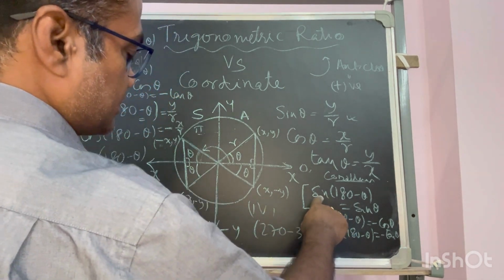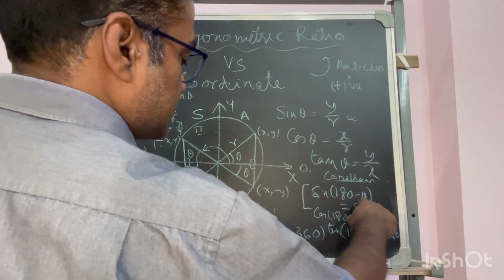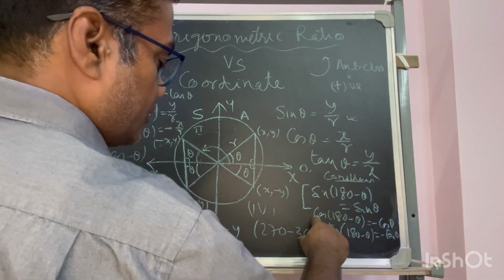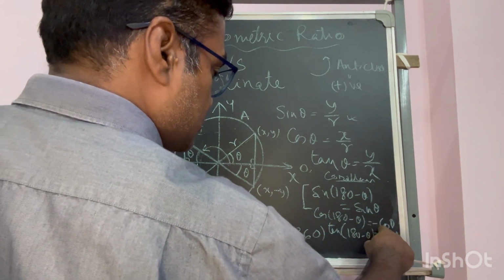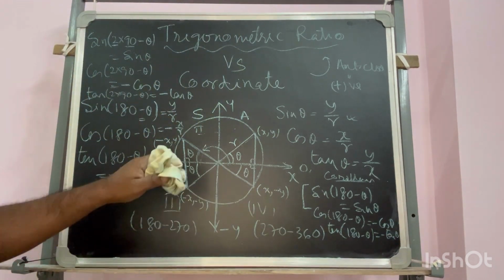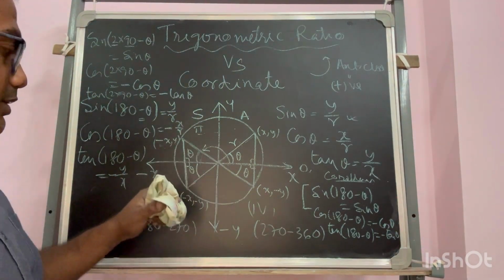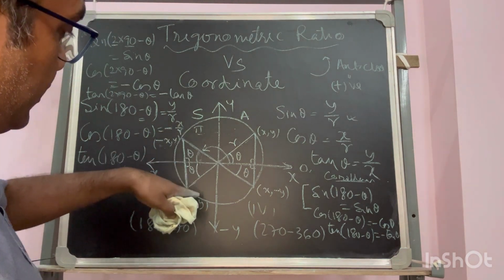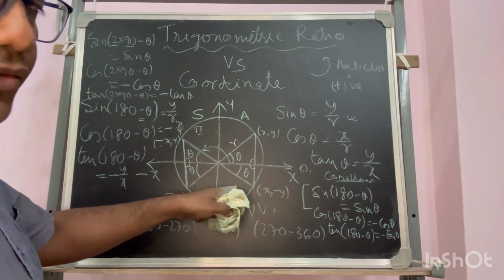Sine of 180 minus theta is equal to sine theta, cos of 180 minus theta is equal to minus cos theta, and tan of 180 minus theta is equal to minus tan theta. So up to this for today. In the next class I will continue with the third and fourth coordinates.